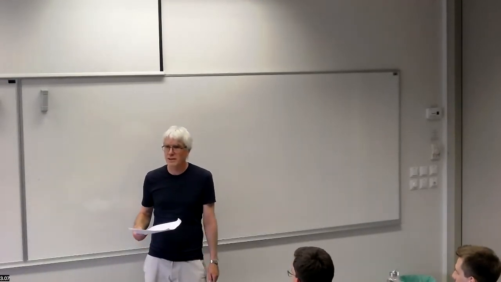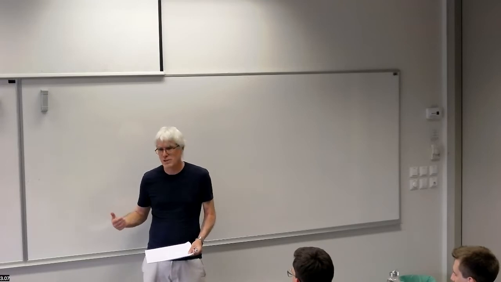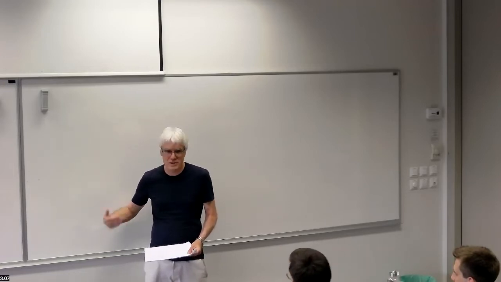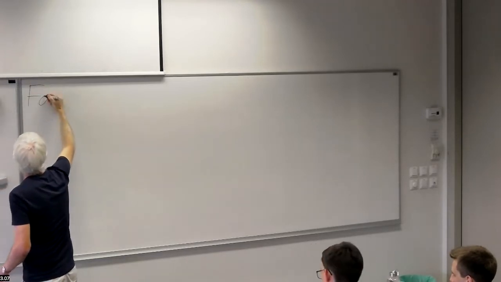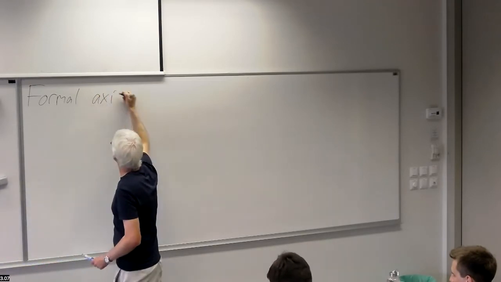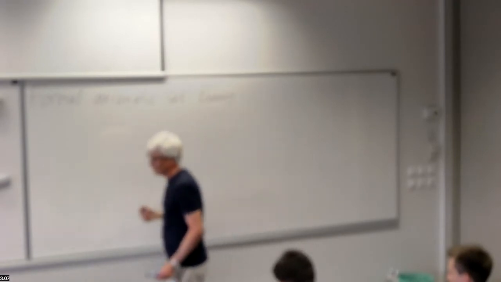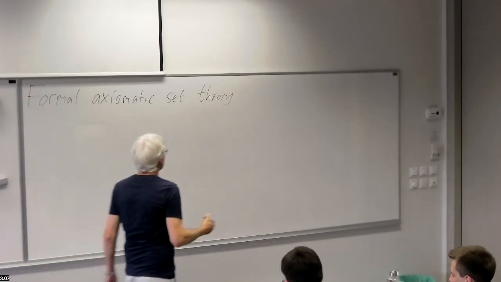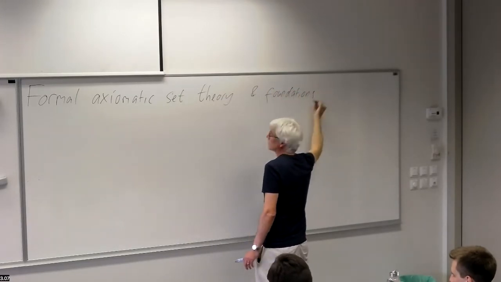One aspect that's important for mathematics is that set theory is a purely formal axiomatic theory, which has the remarkable property that it is sufficiently powerful that pretty much all of established mathematics can be translated as statements of set theory and proved as statements of set theory. So today I want to talk about this in as much as we can do in one lecture, and I also don't want it to be a long lecture today. So we're going to talk about formal axiomatic set theory and the foundations of mathematics.